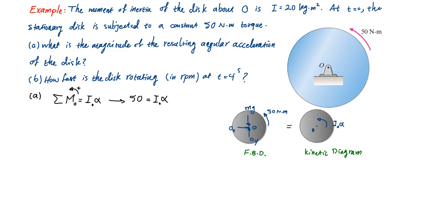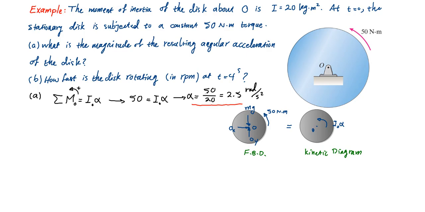And I know what IO is. I about point O is given, 20, so I can easily find the angular acceleration. I can find alpha as 50 divided by 20. And that will give me 2.5 radian per second squared as my angular acceleration. This is the answer to part A. I was asked to find the angular acceleration.